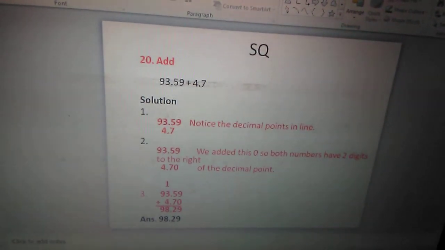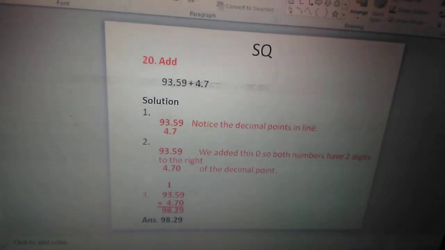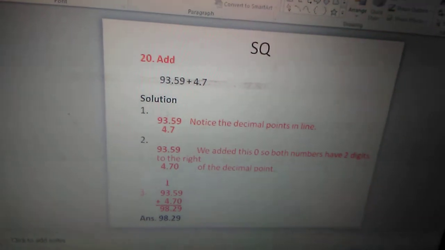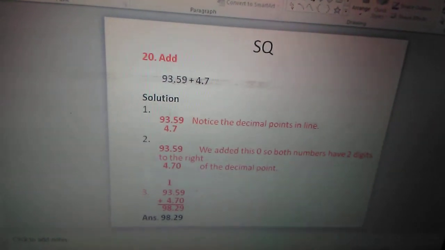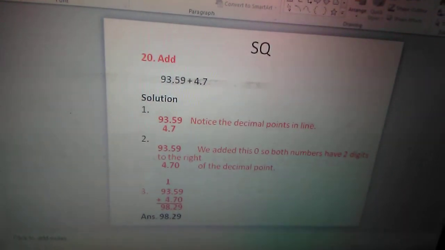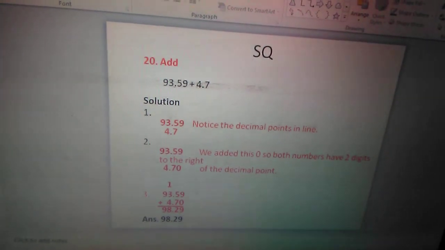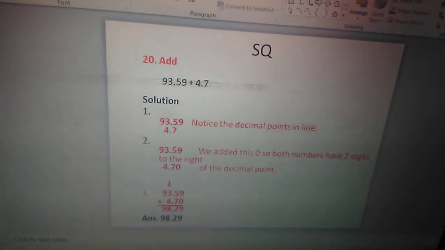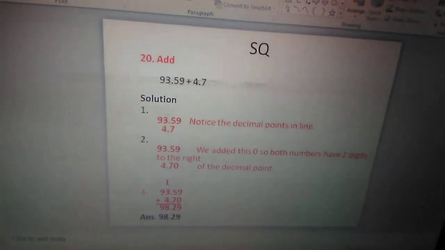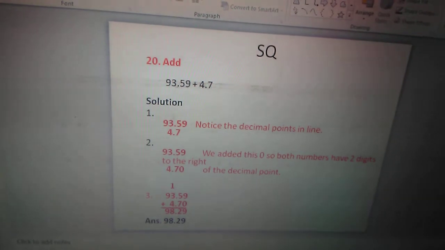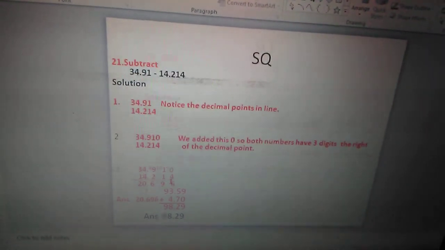Now we will add. So 9 and 0 is 9, 5 and 7 is 12. In the same line the decimal point is put. Then 5 and 7 is 12. 12, write 2. There is 1, so 1 is carried here. 1 and 3 is 4. 4 and 4 is 8. 9 is given. The answer is this. So I think that is easy. You can do this one.